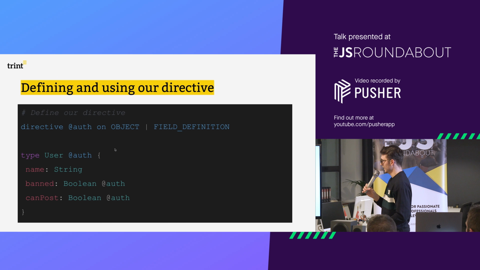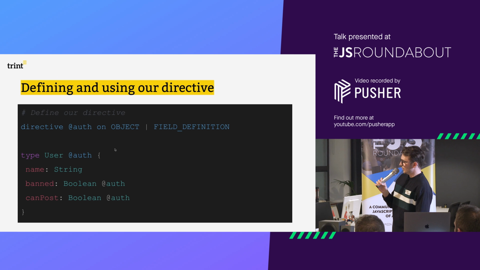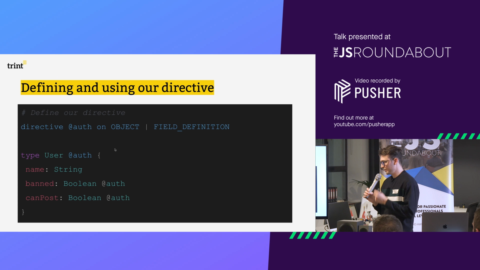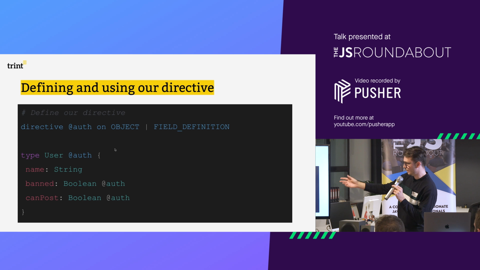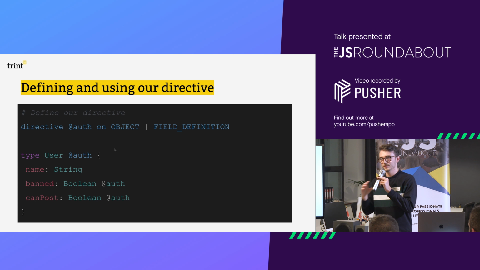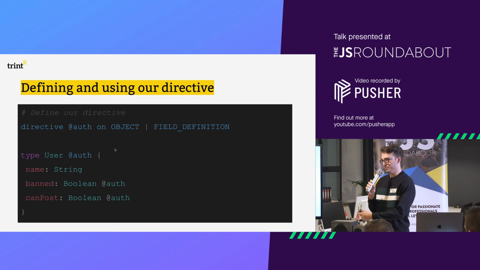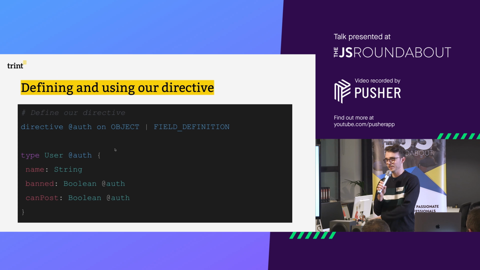What it looks like in a much simpler way is like this. I've said the directive called auth is going to be applied on objects or on field definitions. An object is the type user, but a field is name, band, or can post. That's a really simple directive, but it doesn't really give us too much more because there's no way of saying what code it relates to.